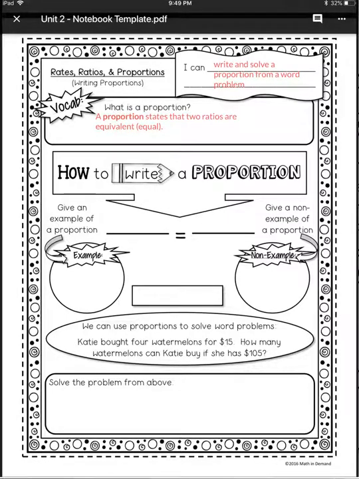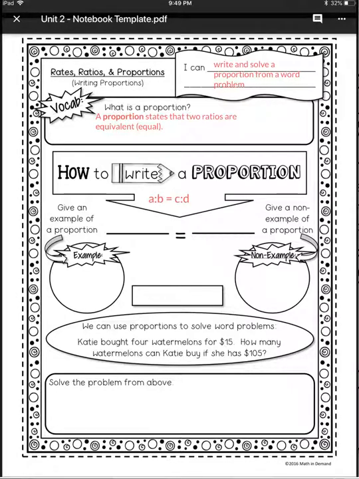Hello, ladies and gentlemen. Today's learning goal is I can write and solve a proportion from a word problem. What is a proportion? A proportion states that two ratios are equivalent or equal to each other.